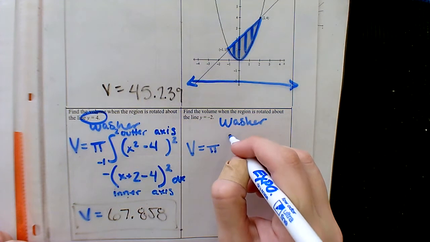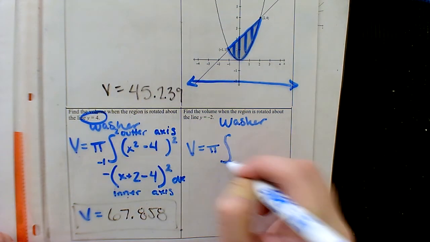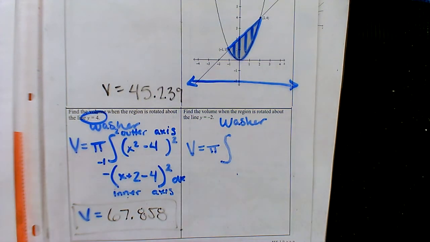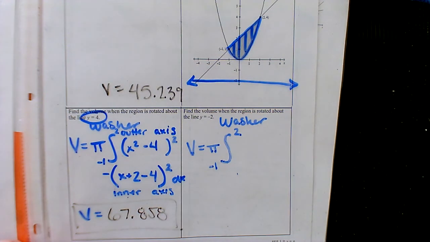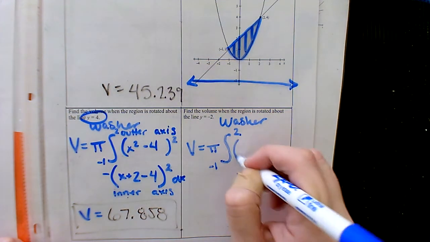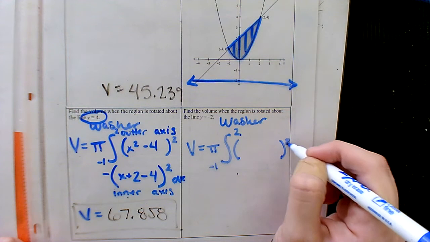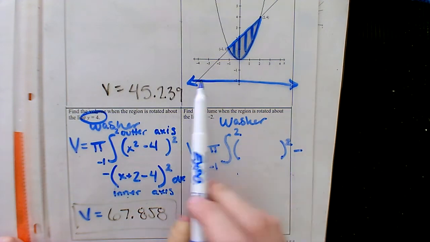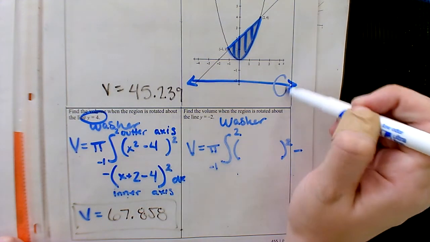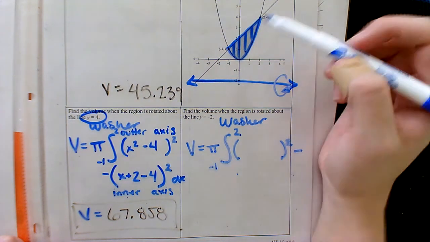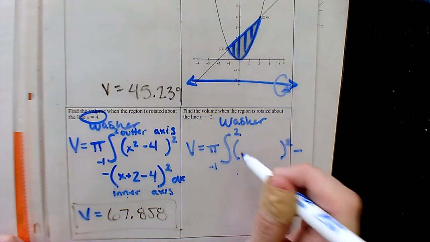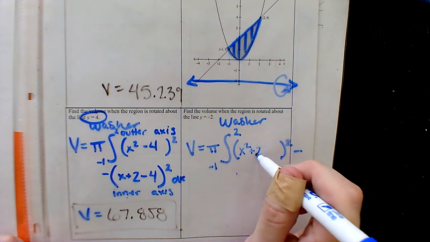So let's put the pi out front. That's from the area of a circle, pi r squared. Our bounds are still the same because we're working with the same area. And let's think about the outer function first. So in relation to this axis that we are revolving around, the outer or furthest away function would be the line. So we have x squared plus 2.